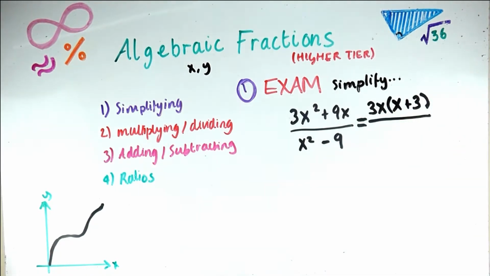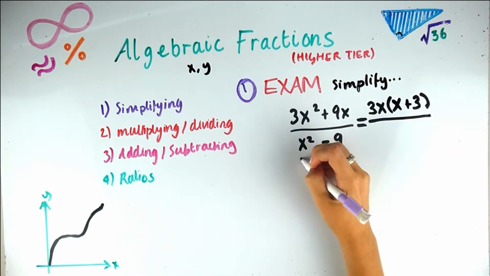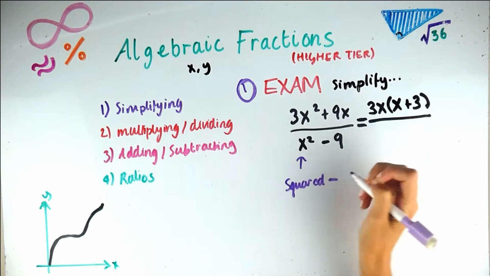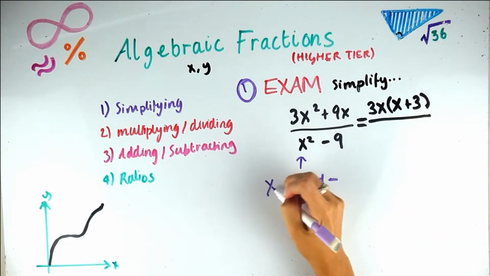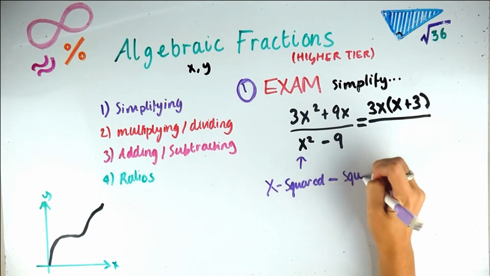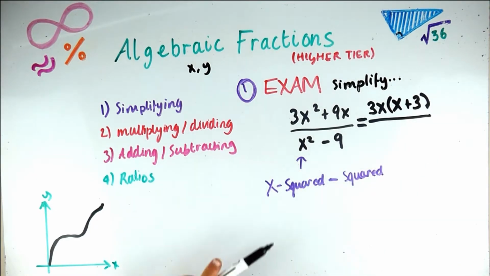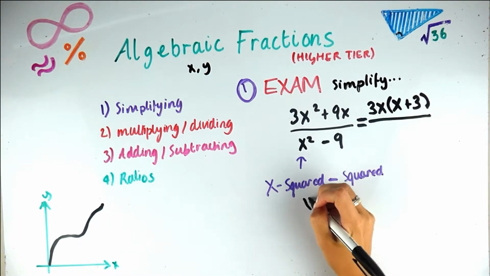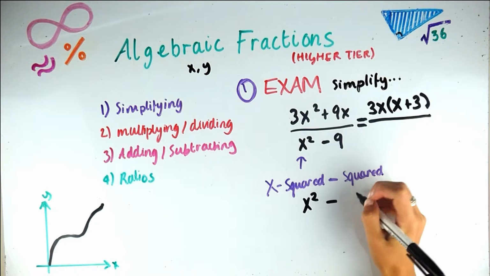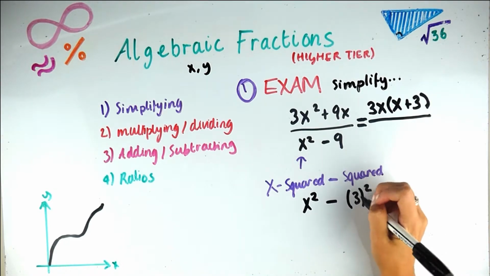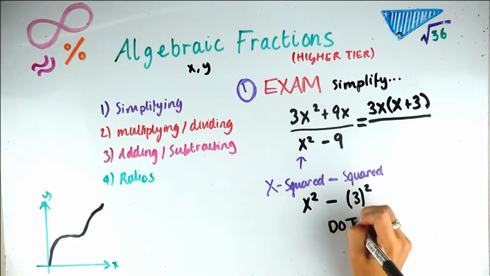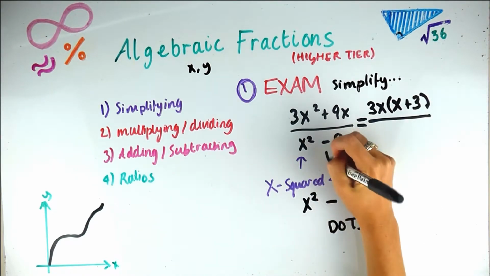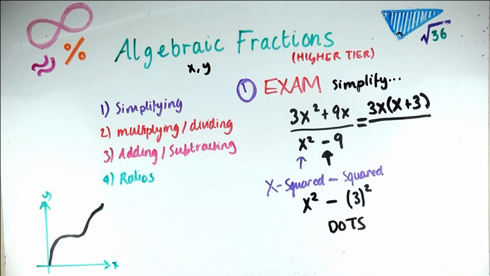What about the bottom? The important thing to note here is that this is x squared, take away something squared. So it's x squared subtract 3 squared, because 3 squared is 9. This means we have the difference of two squares. When you have a square number subtract another square number, the subtract in the middle is very important.